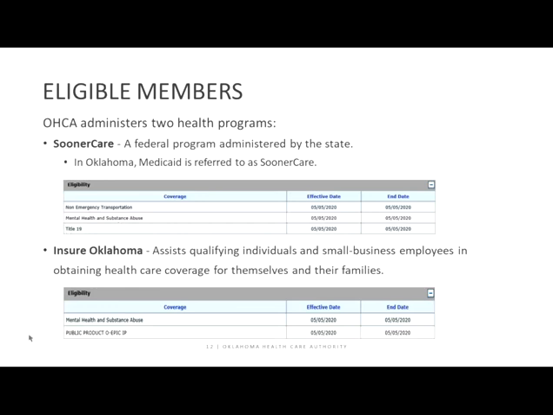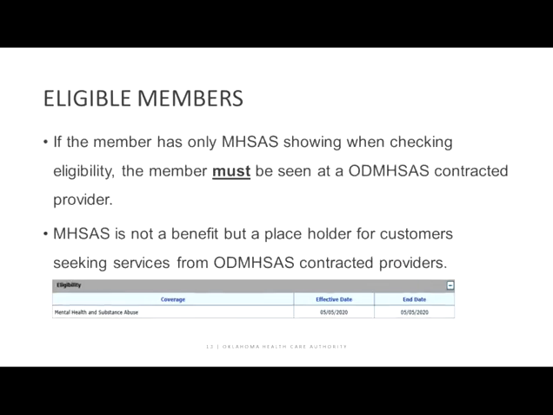If the member has Insure Oklahoma, it looks like Public Product OEPIC, and these are examples of screenshots of what it looks like for those 2 types of eligibility.